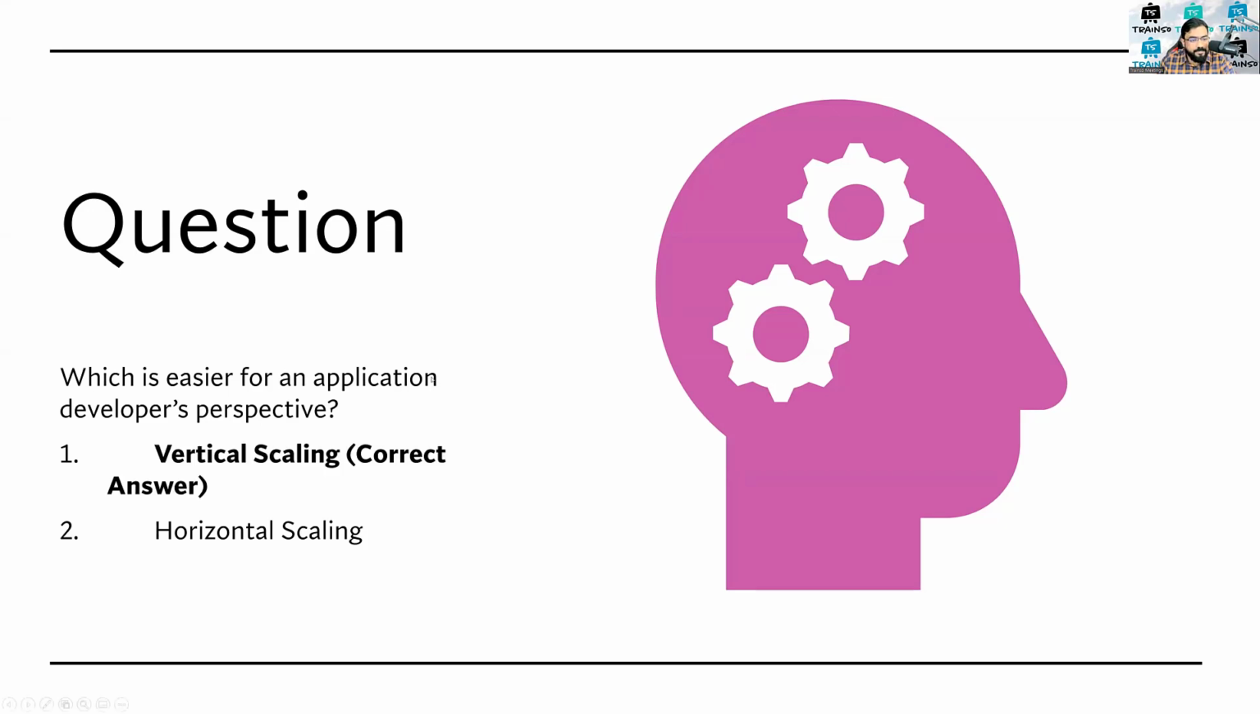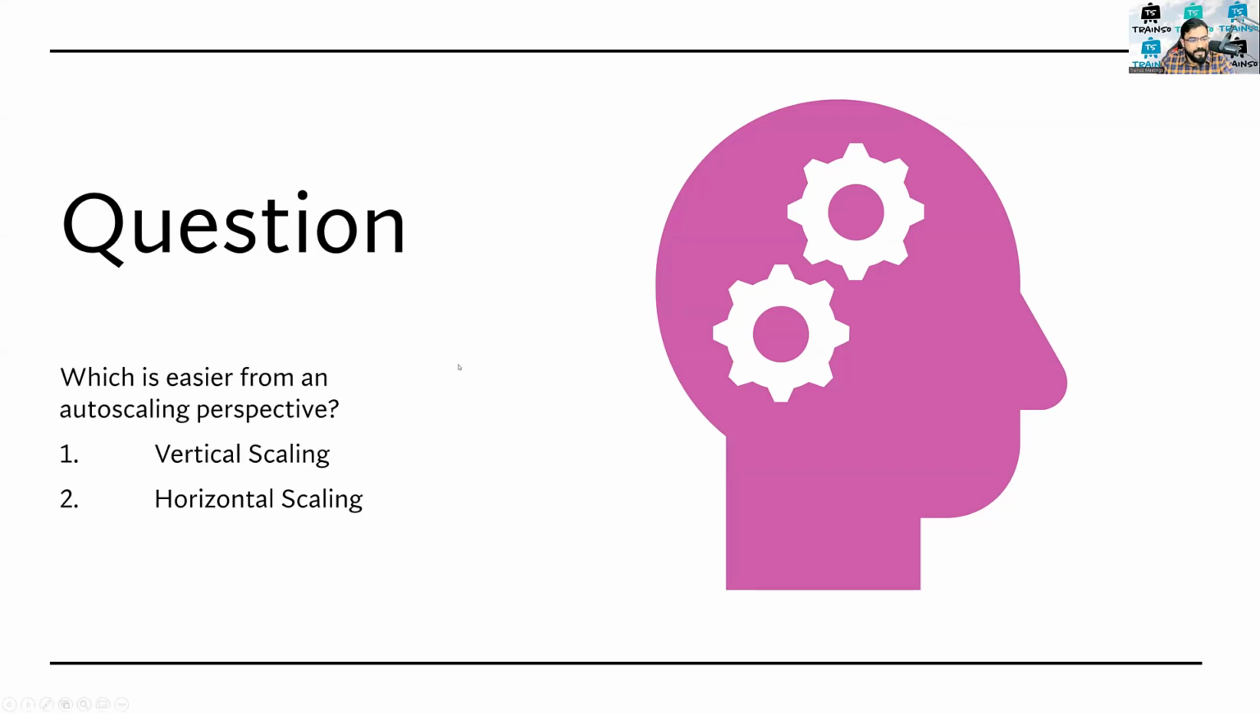So the answer is vertical scaling. So next question, which is easier from an auto scaling perspective? Everybody answered it already. It is horizontal scaling.